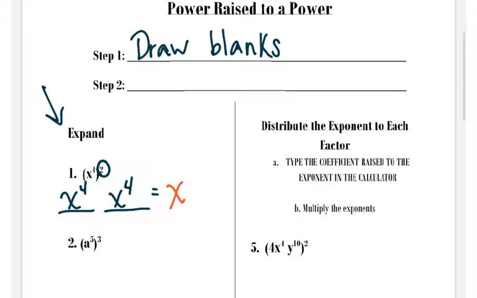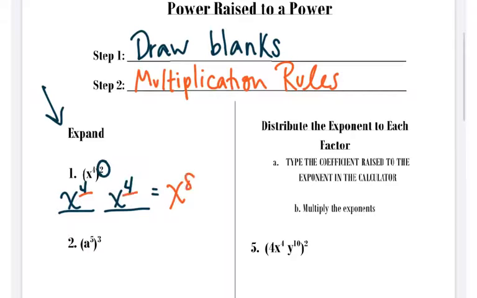Now I use my multiplication rules that we learned yesterday. What the rules are is we just count the exponents. If there's 4 of them here and 4 of them here, that makes a total of 8 of them.